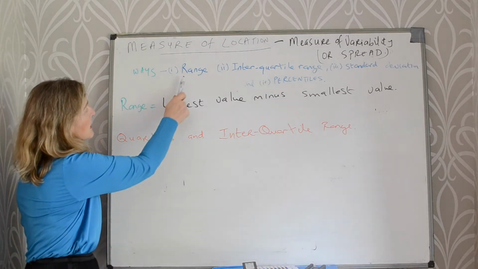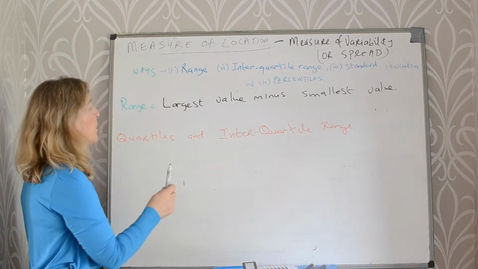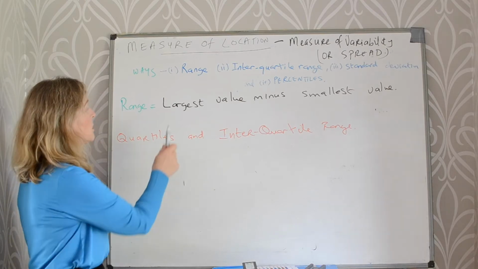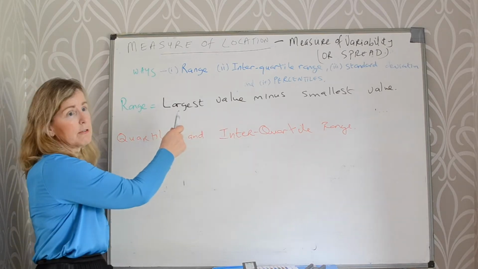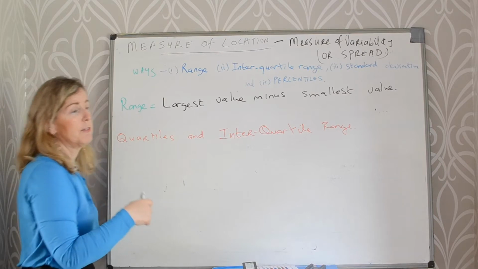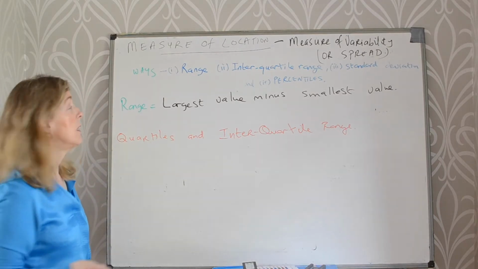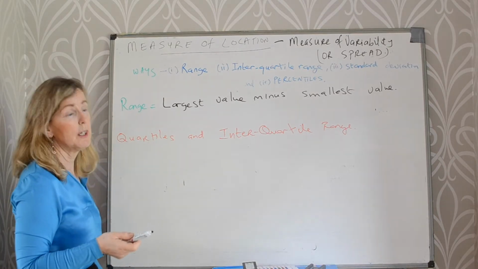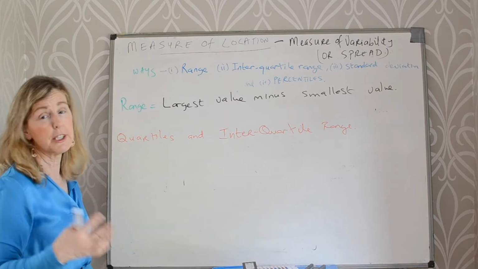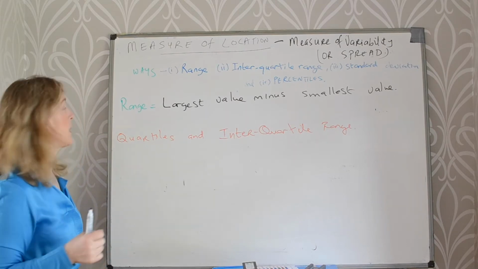So the first one is the range. How do you calculate the range? Well, you get your values and you subtract the smallest value from the largest value. So if your largest value was 50 and your smallest value was 2, you subtract 2 from 50 and your range will be 48. Quite a big spread there.